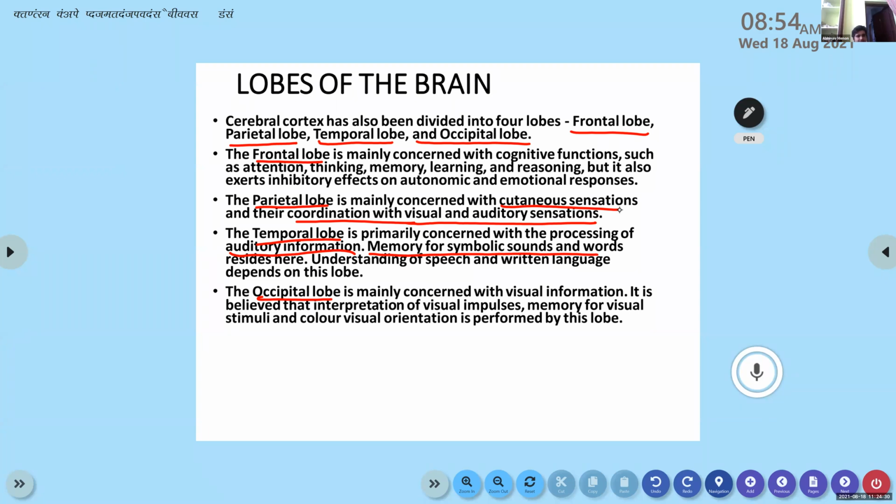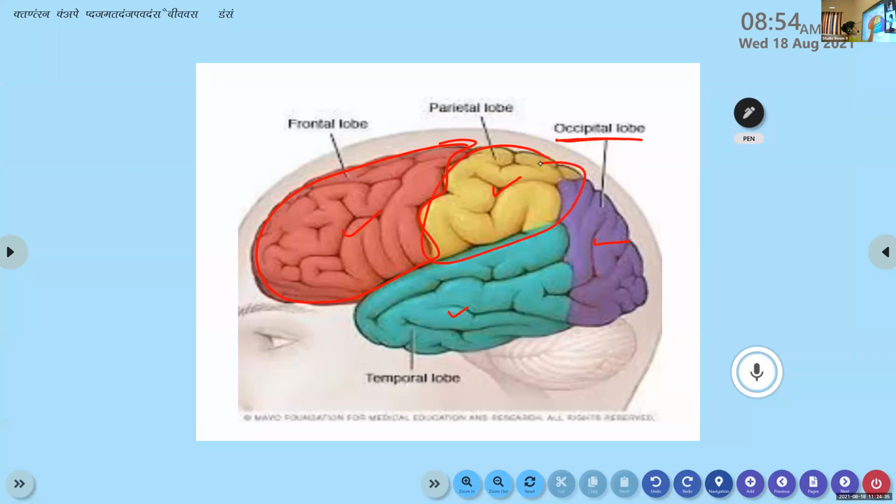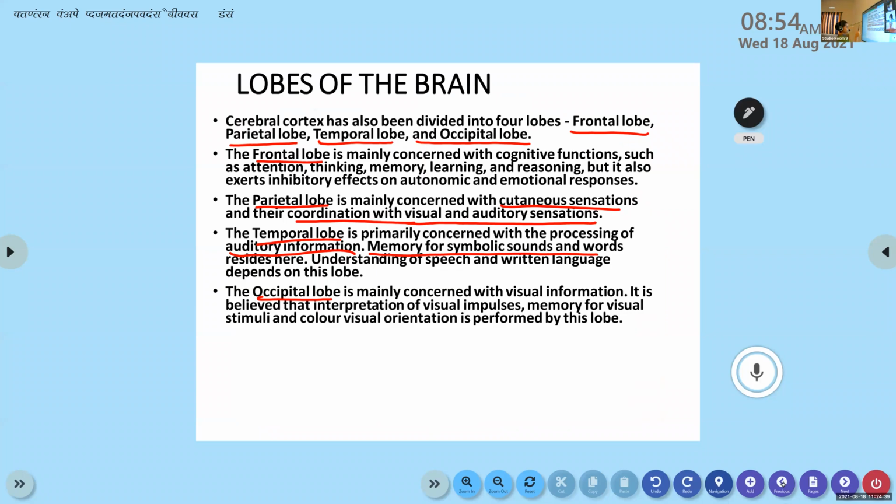So parietal lobe is another lobe, this yellowish part that you can see. It is mainly concerned with cutaneous sensation, which means the touch sensation. When somebody touches you, or when you touch something, you have to process that information in the brain, whether it is a harmful stimulus or an unharmful stimulus. For that you require the parietal lobe. That's the main function of parietal lobe.